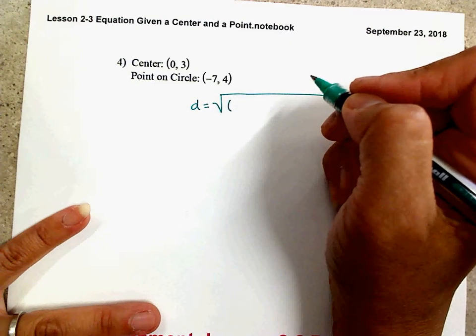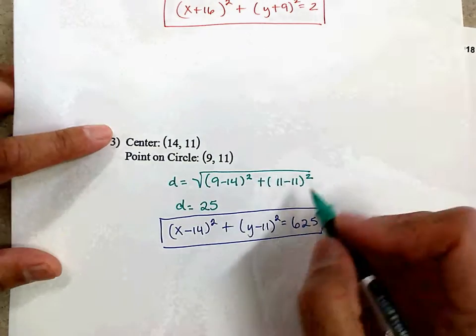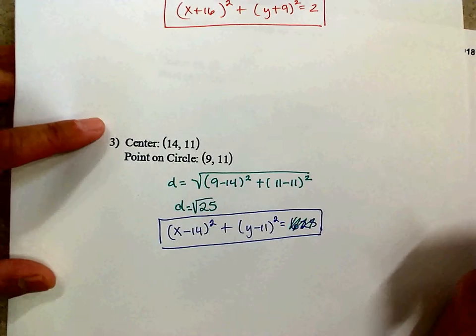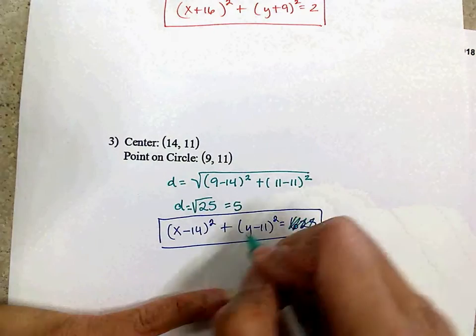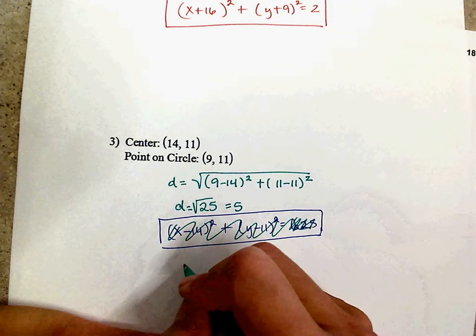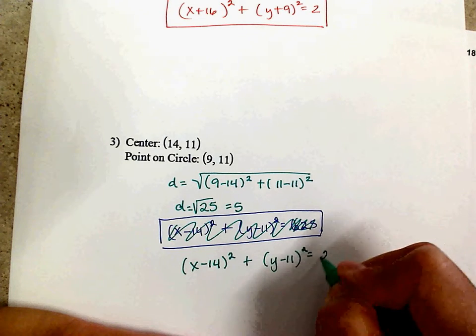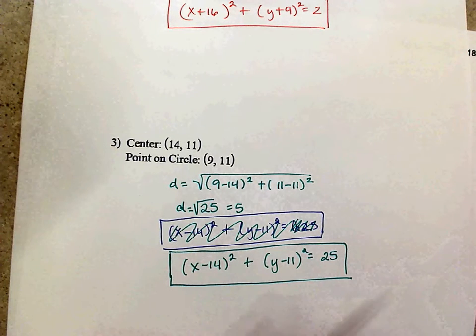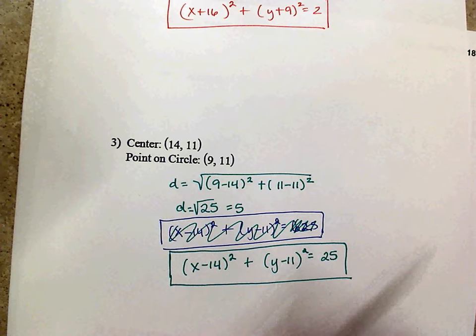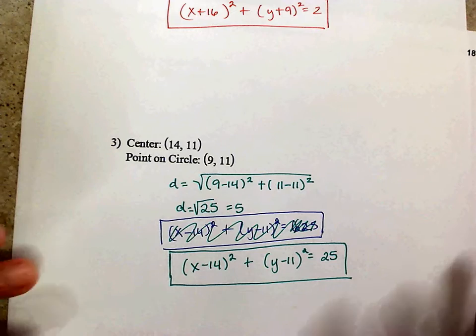you know what I forgot to do? Go back to number 3 real quick. Okay, go back to number 3. It is not 625. I forgot to take a square root of that. A square root of 25 is 5. So, this formula is not correct. Here's your formula. X minus 14 squared plus y minus 11 squared is equal to 25. There you go. Okay. I forgot to take a square root of 25. All right. Sorry, go back to your number 4.